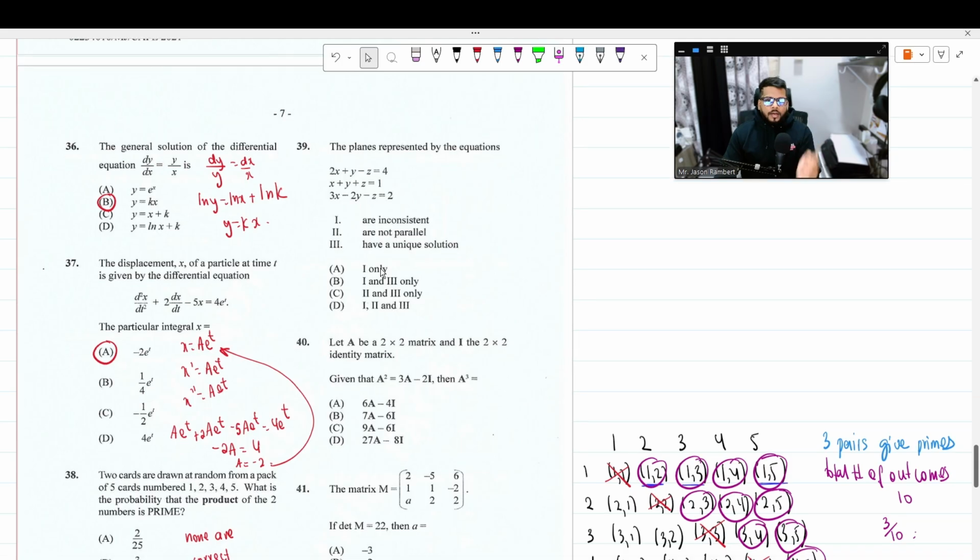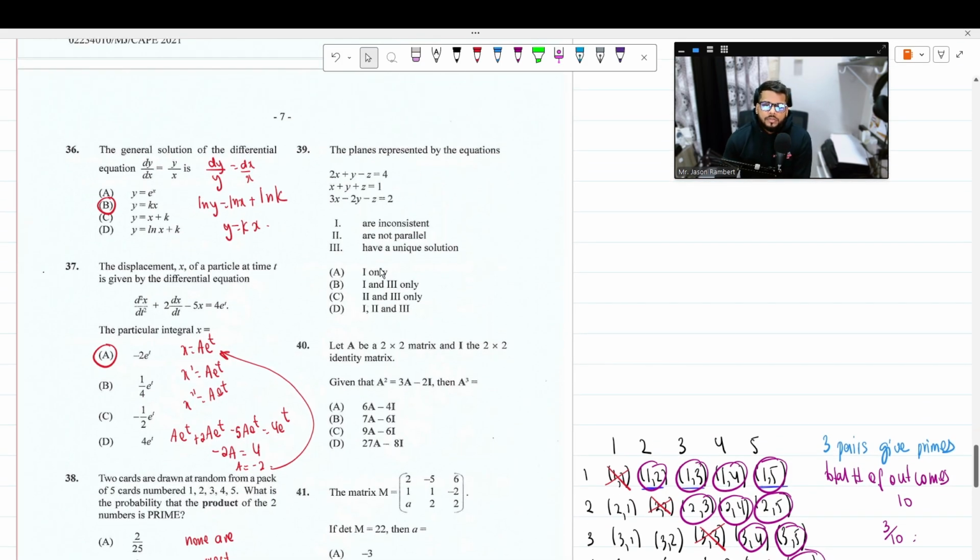All right. The planes represented by the equations are inconsistent and not parallel, have a unique solution. So let's check and see. Are they inconsistent? So we're checking to see if they are parallel. If they are parallel, then they are inconsistent. So to go from here to here, I have to multiply by 4, which means I have to multiply everything by 4. Okay, so these two are not parallel.